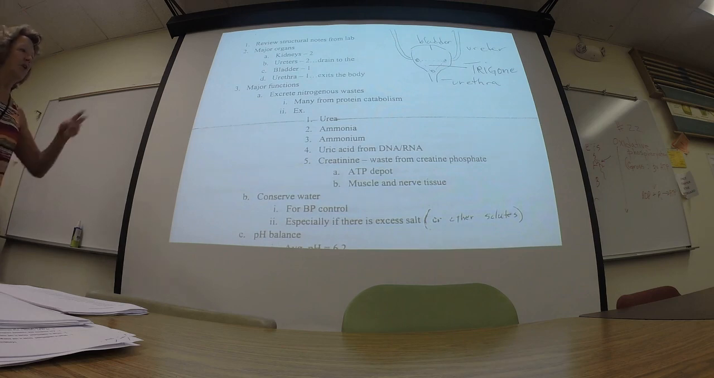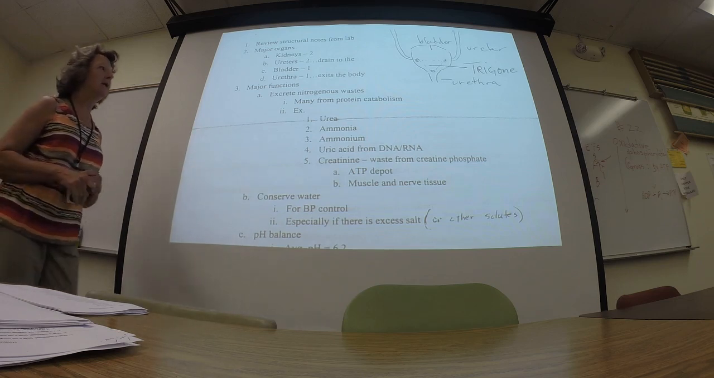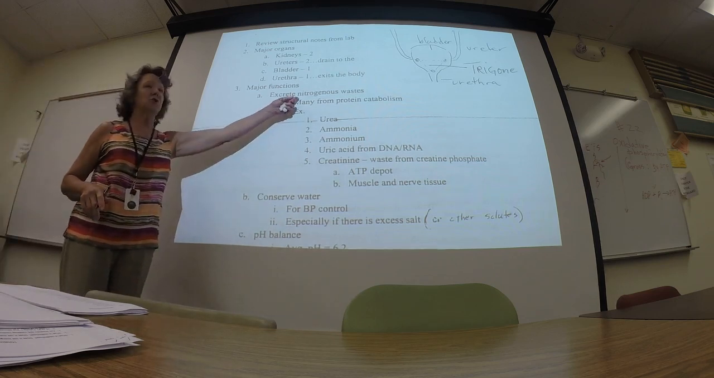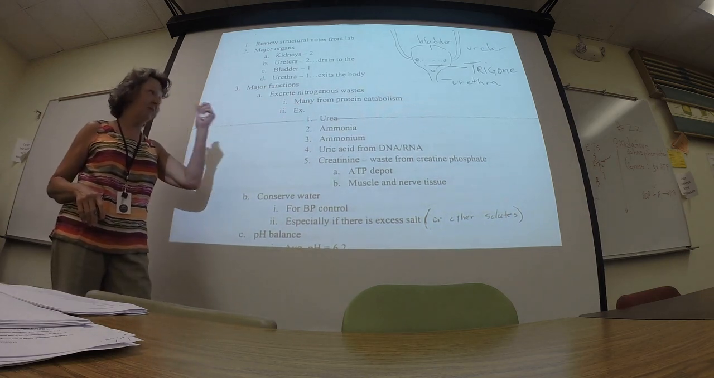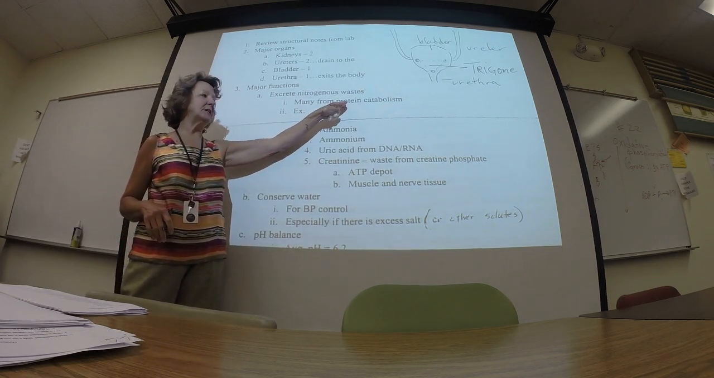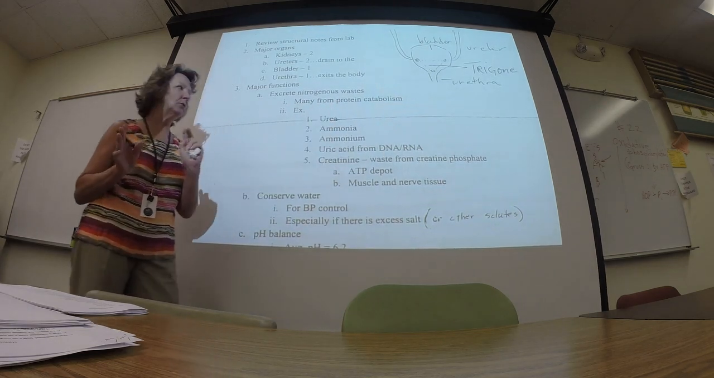I've gone over these major functions of your urinary system. A biggie is getting rid of nitrogen-containing waste, which are called nitrogenous waste. And many of them come from breaking down proteins, but there are nitrogens in your DNA and RNA as well. So those are the 2 big food groups that they come from.